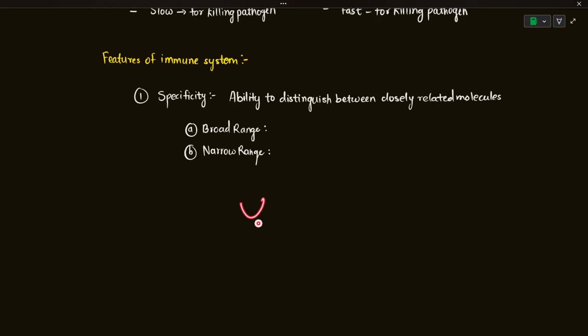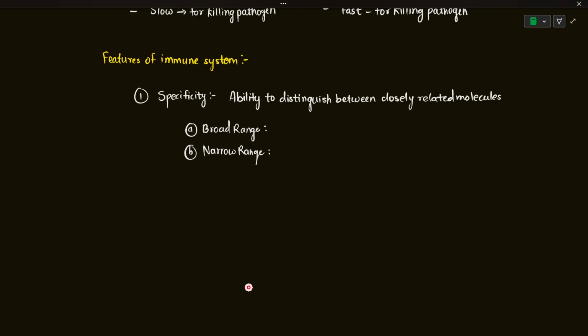So let's say that this particular receptor is present on an immune cell, and it is designed in a way that it can identify the proteins that are present on the bacterial cell wall, but it cannot identify the proteins that are present on a virus, or on some different parasite or on a fungus, right? So it can only identify bacterial proteins. But again, there exists a wide spectrum of bacterial proteins. So that type of specificity is known as broad range specificity.